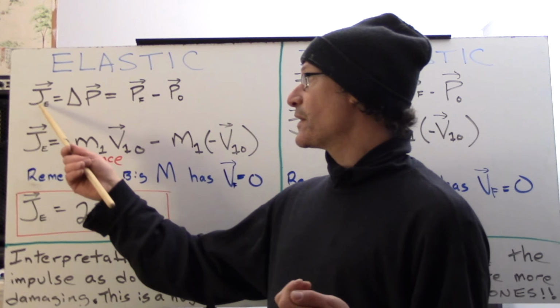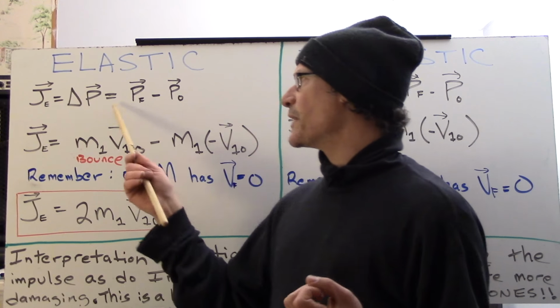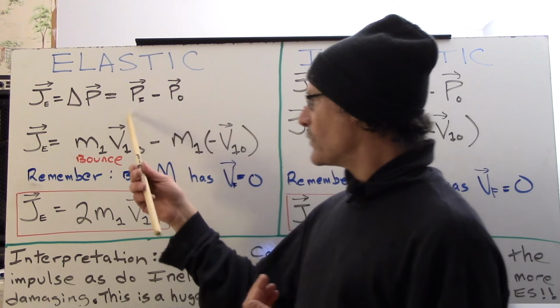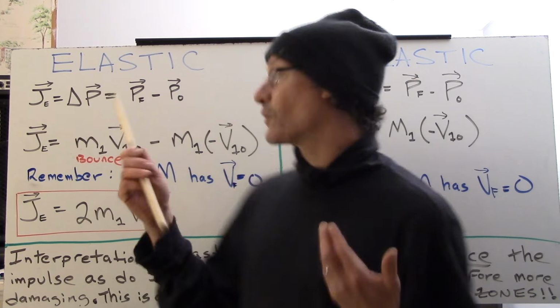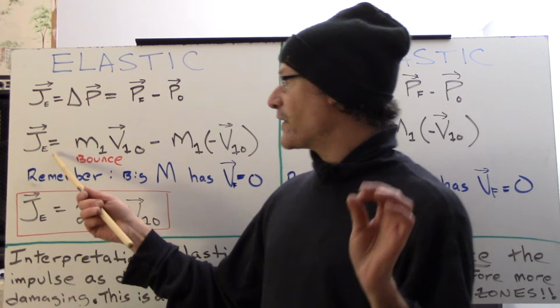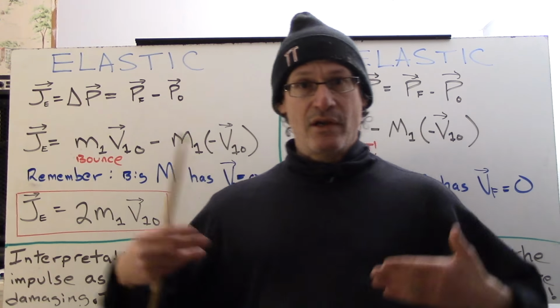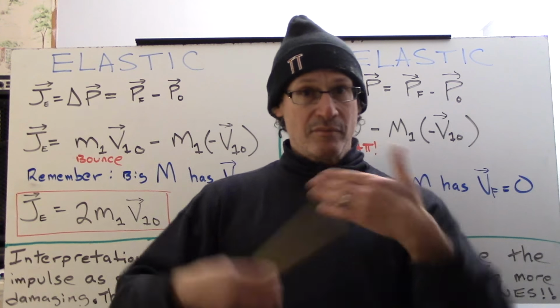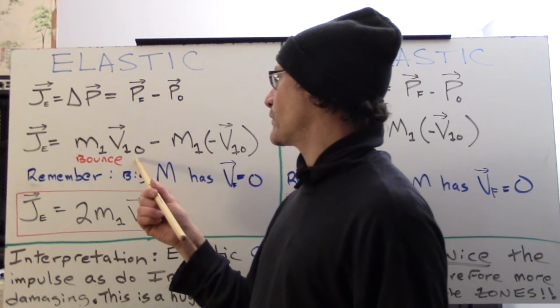So we have J sub E, meaning impulse of the elastic collision, is delta P, or the change in momentum, which is P final minus P initial: momentum final minus momentum initial, or original. So impulse for the elastic collision equals m1 v1 naught. Remember that the bounce had the same speed, so we called it v1 naught, but it was in the positive direction when it bounced. So that's why this is positive over here.